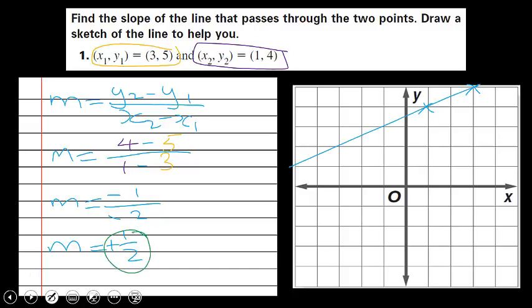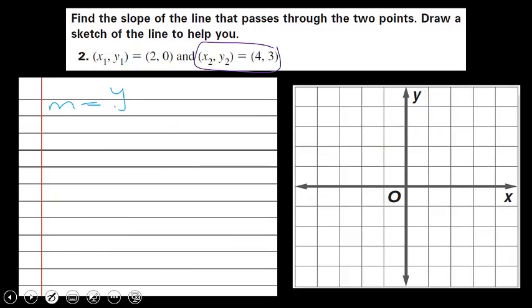This number 1 over 2 means that y changes by 1 and x changes by 2, right? So this means that I go 1 up and 2 to the right, or I go 1 down and 2 to the left.